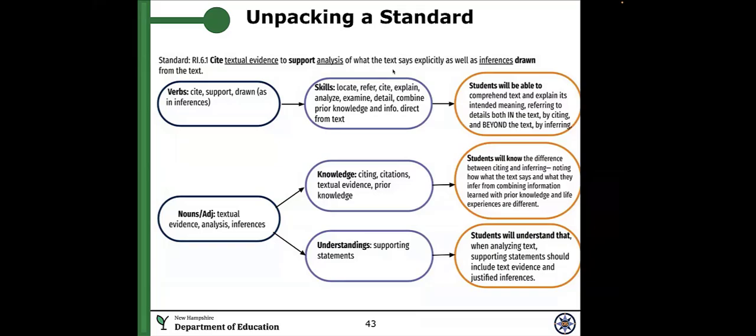And then these overall understandings, I think of these as the long term, the things that we want students to take with them, that this standard will support an understanding that when you're analyzing text, you should have supporting statements that include both text evidence and a justified inference. So all of these ways that we've worked through this standard and all of the words we've pulled out, now we have, if you look down the right, a clear understanding of exactly what we need to know and do with this standard, as well as a long-term understanding.